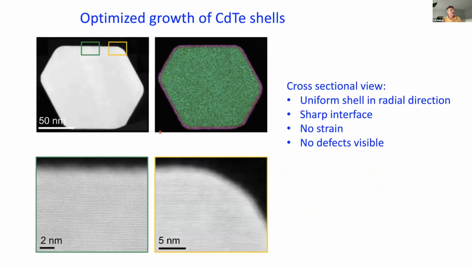So we can cut open these wires. We can make these cross-sectional views. This is a dark field image. We can go to high resolution. There's no contrast now. The lattice is continued. And also in this view, we have a very uniform and thin shell of cadmium telluride around this wire. We have a sharp interface, but we don't see any contrast in this image. So that also means that there's no strain, and we have not found any defects in the TEM.